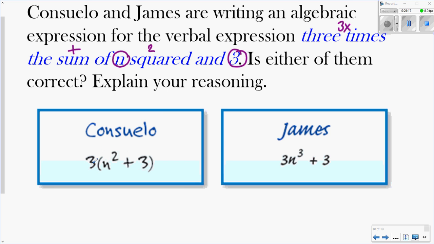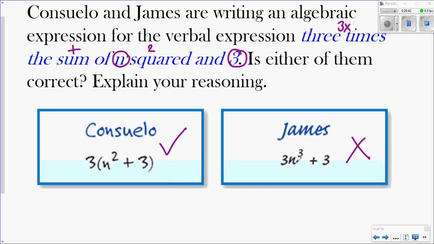It says 3 times the sum of the two numbers. So these two numbers, this one is squared, is being added to each other. So it looks like Consuelo's on the right track. Let's see what James did. It looks like he multiplied the 3 and the n cube, but wait a minute, they didn't say anything about cube. So we know that James is not correct and Consuelo is correct.